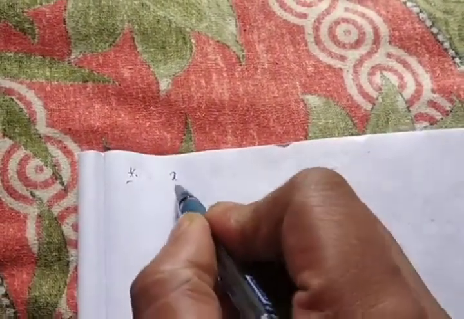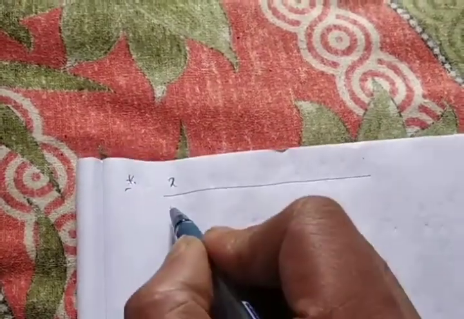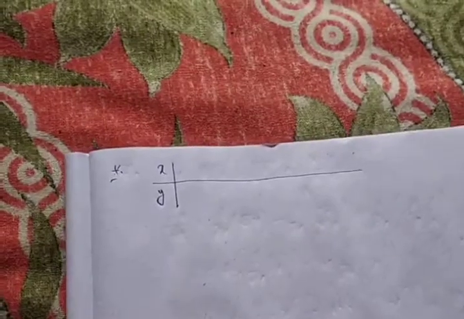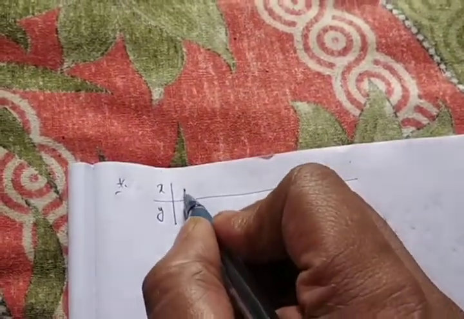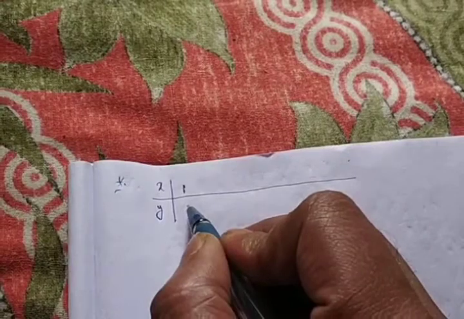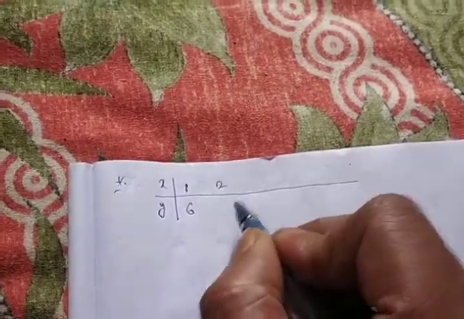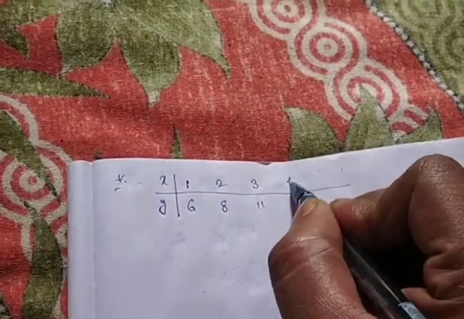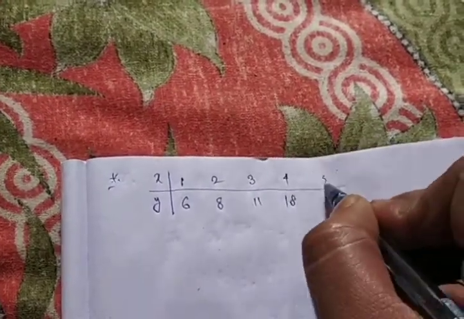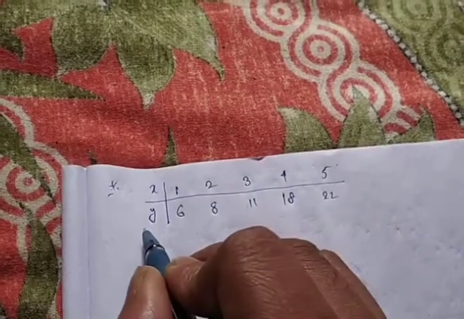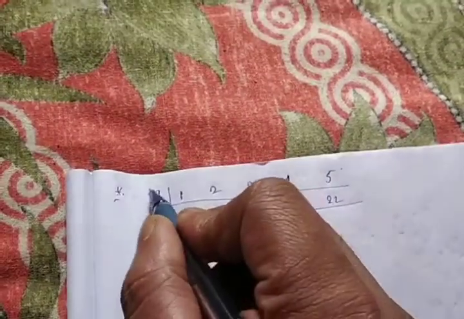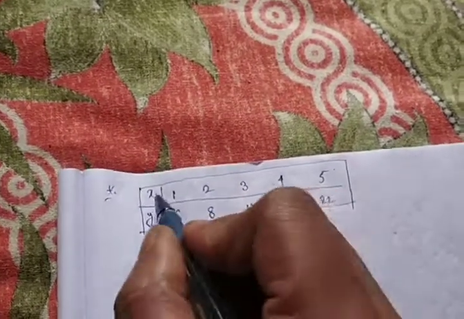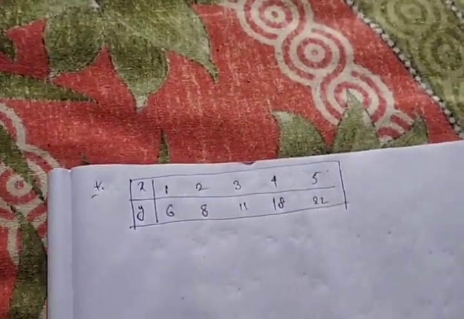it is given for some x, y. For some x, the values of y are given. When x equals 1, y equals 6. When x equals 2, y is 8; 3, 11; 4, 18; 5, 22. Okay. So x are the entries, y are the arguments.